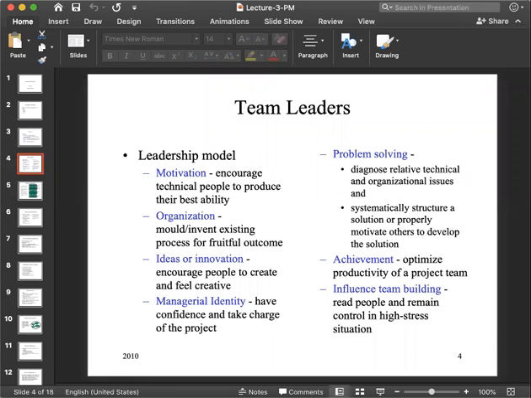একটা টিম লিডারের এই কোয়ালিটিগুলো অবশ্যই থাকতে হবে: মোটিভেশন, অর্গানাইজেশন, আইডিয়া or innovation, managerial identity, problem solving, achievement, and influence the team building. So these are the qualities of the team leaders. Okay, so let's move forward.